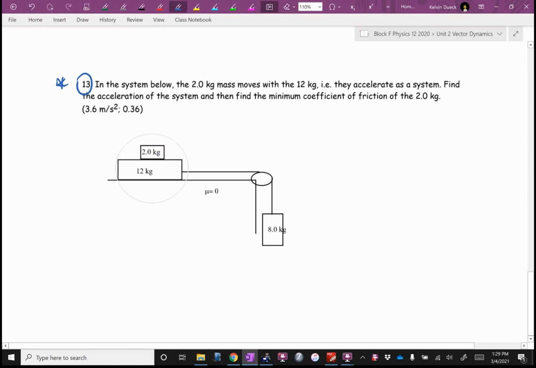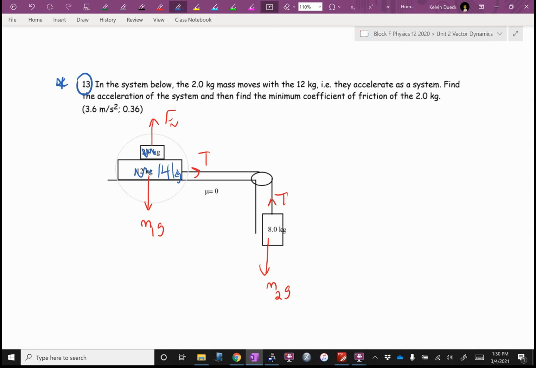Well, first of all, this is a job for a free body diagram. To find the acceleration of the whole thing, because these two move together, I'm going to treat this as though it's one big 14 kilogram mass for the first part. So I'm going to do a free body diagram. M1G, normal force, tension, no friction here. M2G, tension.